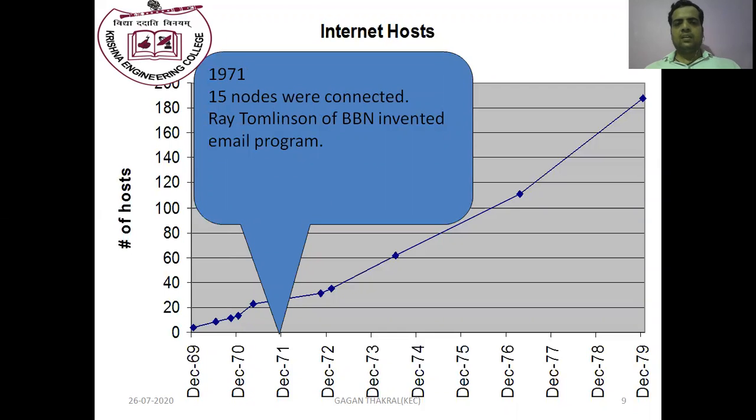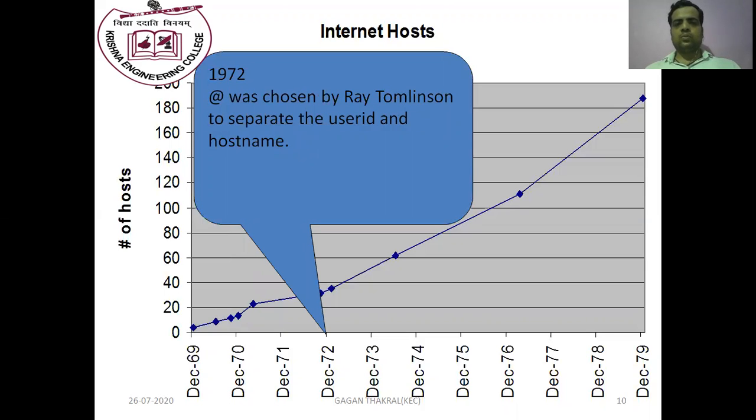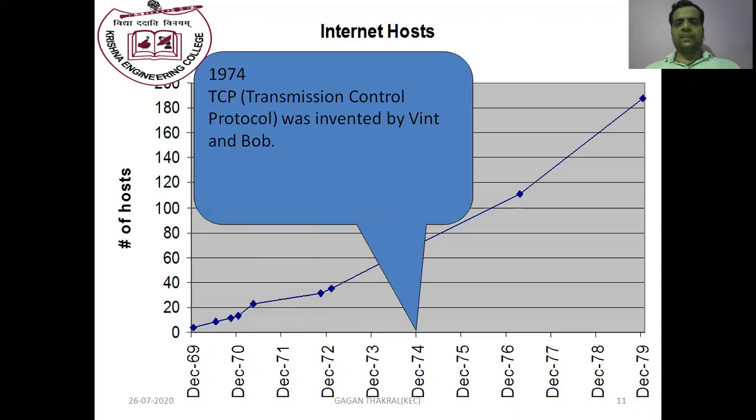In 1971, 50 nodes were connected. Ray Tomlinson of BBN invented the email program in 1971. In 1972, @ was chosen by Ray Tomlinson to separate the user ID and host name. As we know, an email address always contains @gmail.com, @yahoo.com. This @ was invented in 1972 to separate the user ID and host name. @gmail.com, @yahoo.com is the host name, and gagan15.thakral is the user ID. In 1974, TCP, Transmission Control Protocol, was invented by Vint Cerf and Bob Kahn.